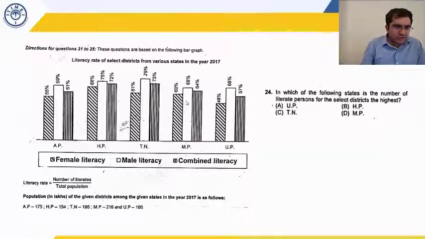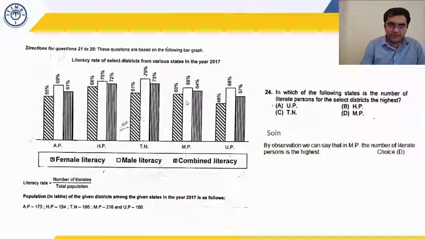Because the values are closer. The totals are also closer and the percentage values are also closer. So although in a way I can observe as well that MP would be the highest, I would actually suggest that you compare. Compare what? 64% of 216 versus 73% of 186. Calculate and see. And then you will see that option D is the answer.